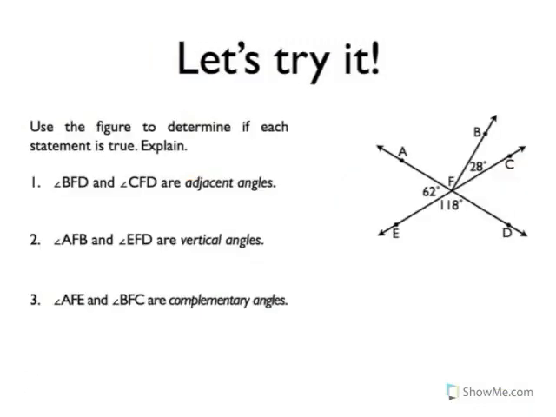Okay, let's try this really quick. Use the figure to determine if each statement is true and explain. Angle BFD and angle CFD are adjacent angles. Well, there are four attributes to adjacent angles. Let's see if they meet them.